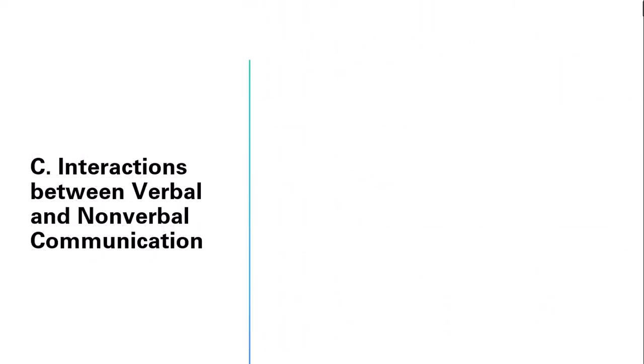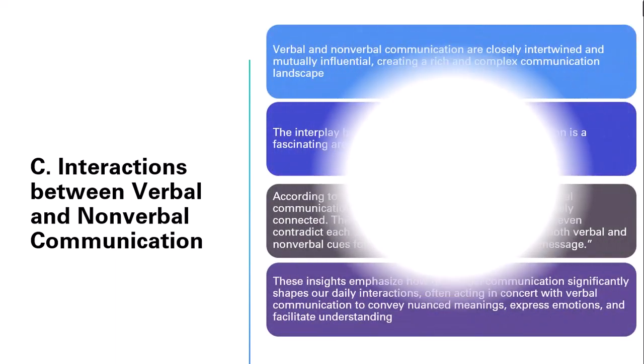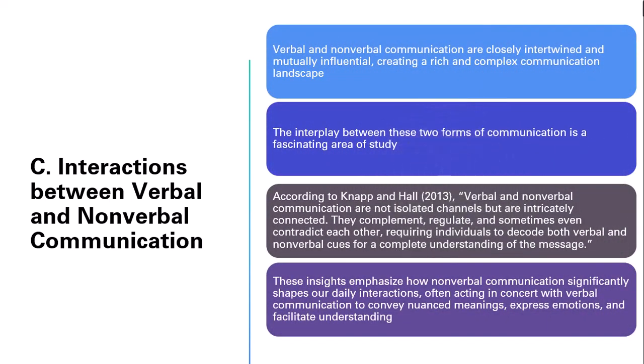They shape the nature of interpersonal relationships and are essential for understanding the unspoken aspects of communication. C. Interactions between verbal and nonverbal communication. Verbal and nonverbal communication are closely intertwined and mutually influential, creating a rich and complex communication landscape. The interplay between these two forms of communication is a fascinating area of study. According to Knapp and Hall, verbal and nonverbal communication are not isolated channels but are intricately connected. They complement, regulate, and sometimes even contradict each other, requiring individuals to decode both verbal and nonverbal cues for a complete understanding of the message. These insights emphasize how nonverbal communication significantly shapes our daily interactions, often acting in concert with verbal communication to convey nuanced meanings, express emotions, and facilitate understanding.